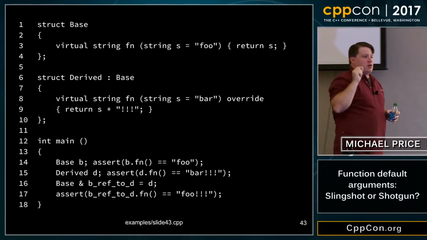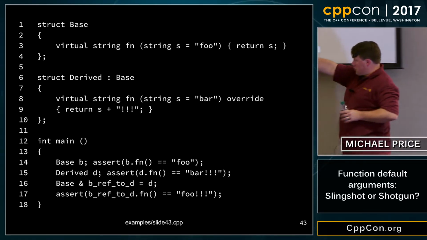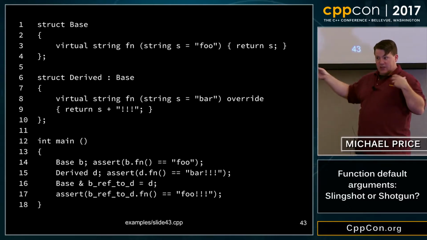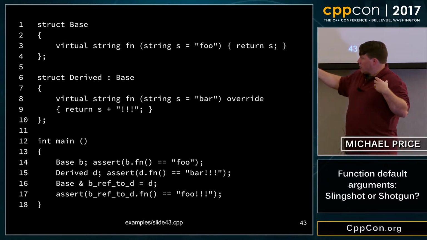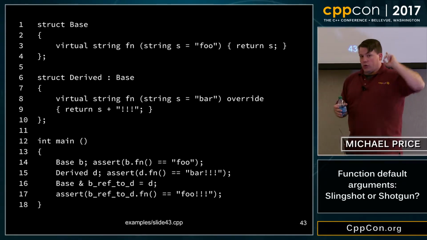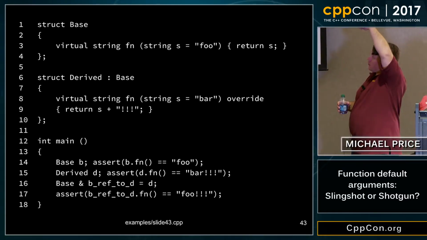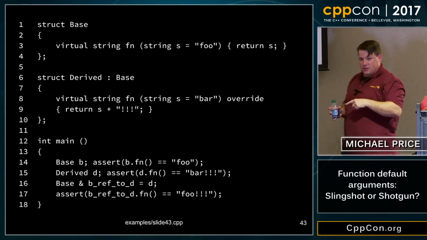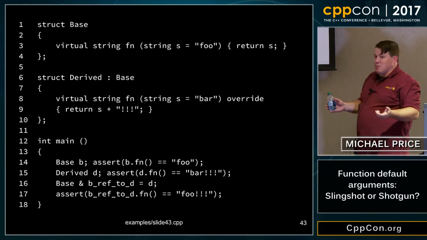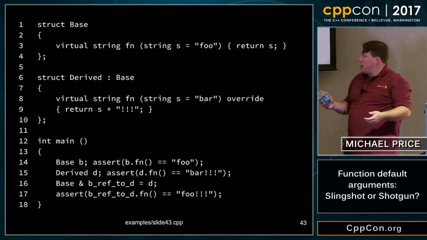But if you invoke this from the base, so you can get a reference to the base from that D object, if you call it from that static type, you're going to get base's default argument and derived's implementation. Okay? It may be that you want to do that. Maybe.